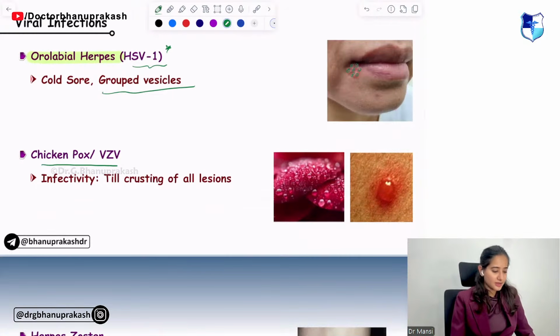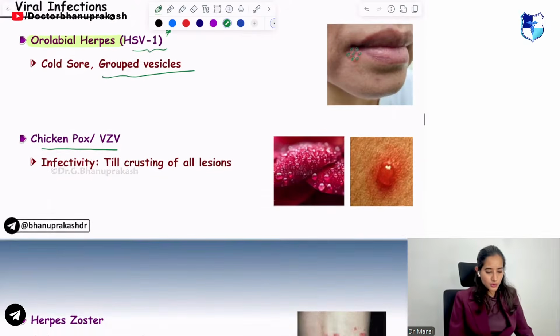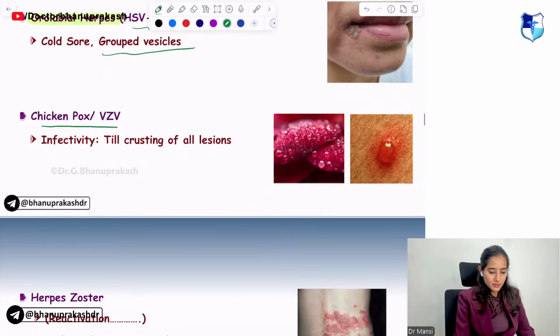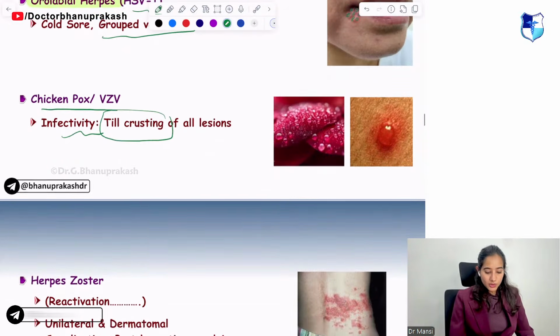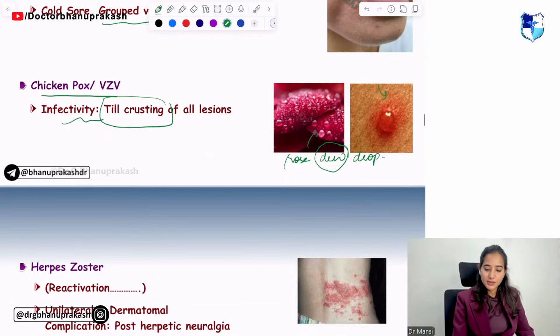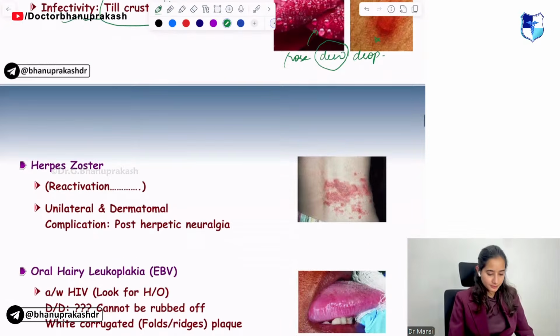Next is chickenpox, which is caused by the varicella zoster virus. The infectivity of chickenpox lasts until the lesions crust. More classical is the rose dewdrop pattern. You can see dewdrops present on rose petals. Similarly, there is an erythematous pinkish area on which a drop-like vesicle is seen. This is the classical lesion of chickenpox.